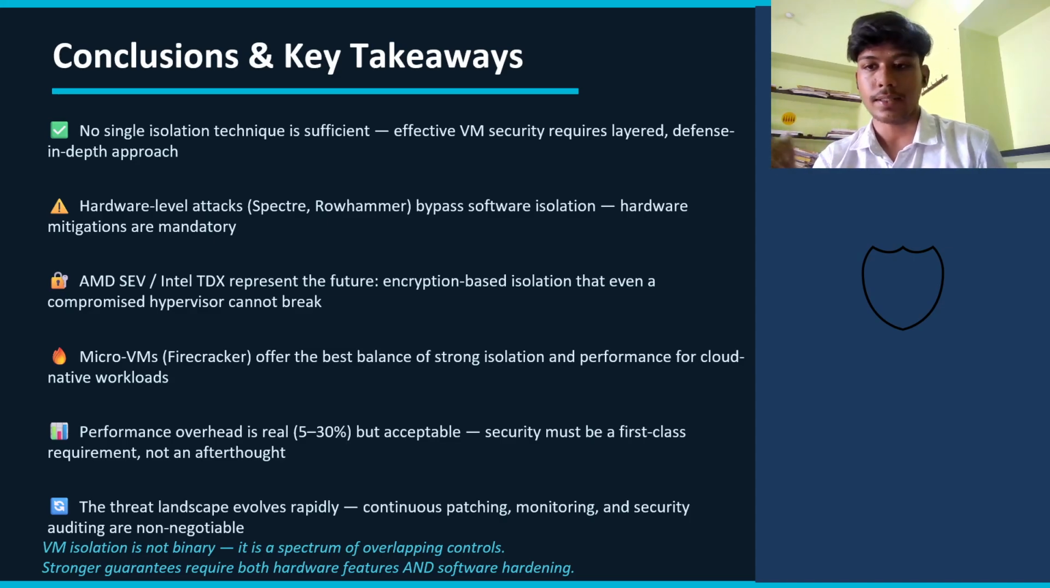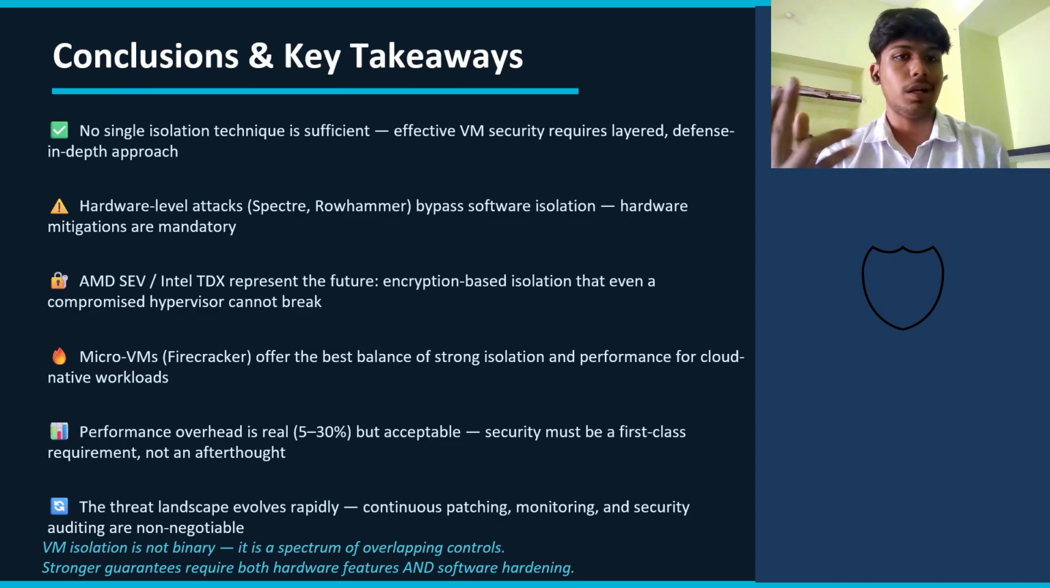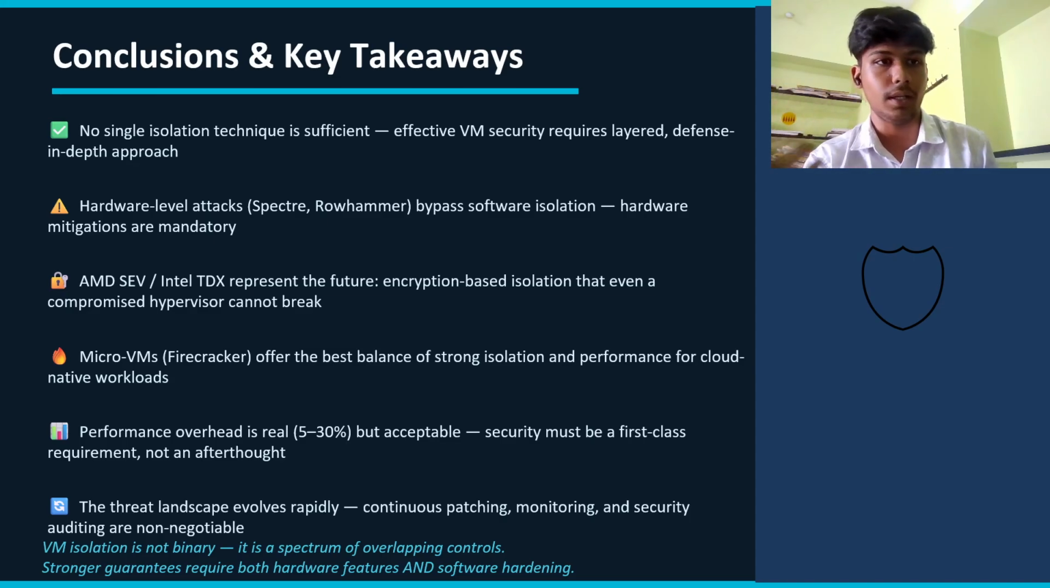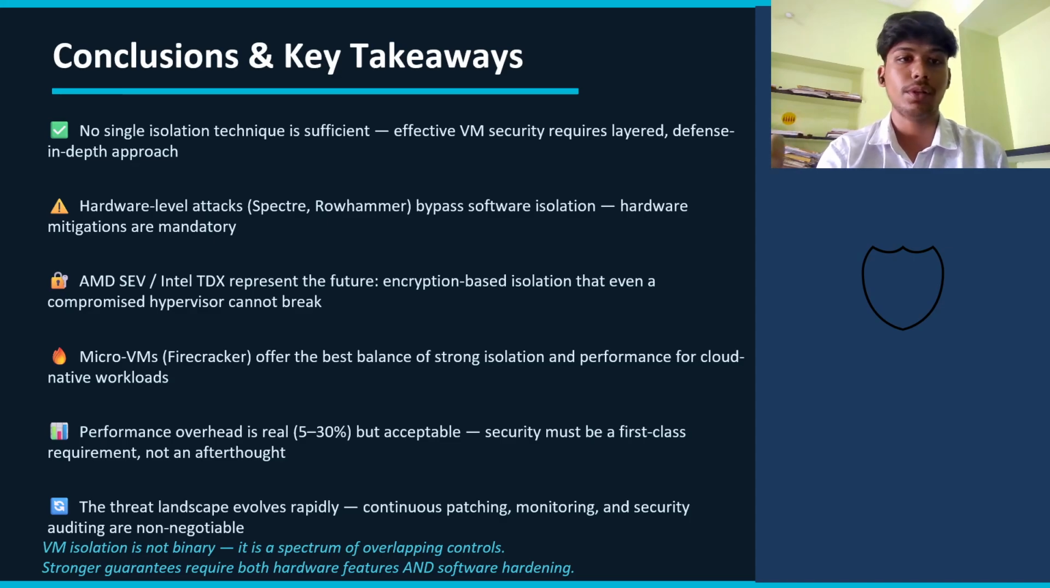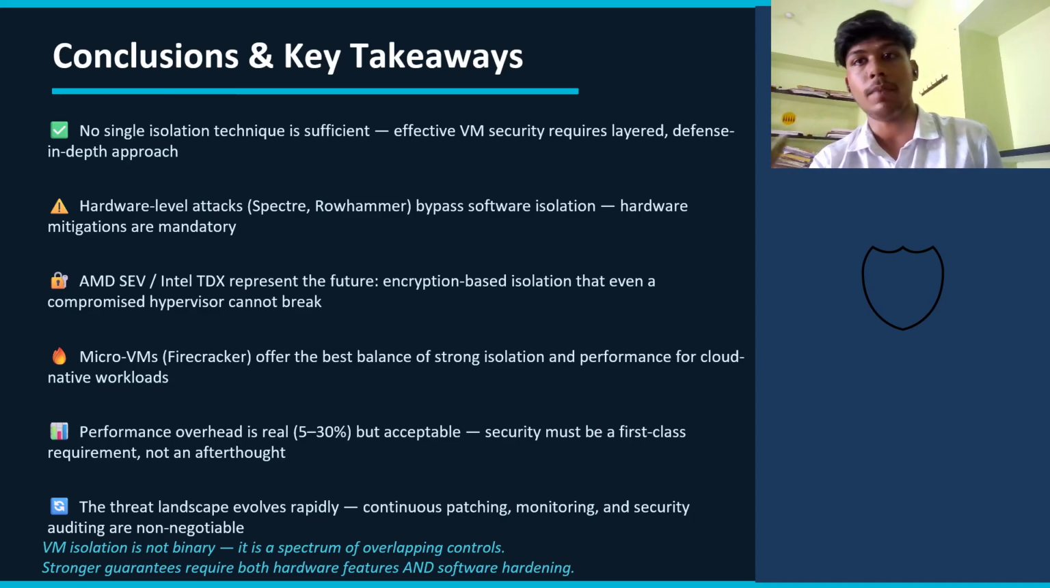Sixth is the threat landscape. Never stop evolving. I want to leave you with this final thought: VM isolation is not binary. It's not just secure or not secure. It is a spectrum of overlapping controls. The strongest guarantees require both hardware features and software hardening working together. The cloud runs the modern world, and the security of the cloud depends on how well we implement and maintain our VM isolation.